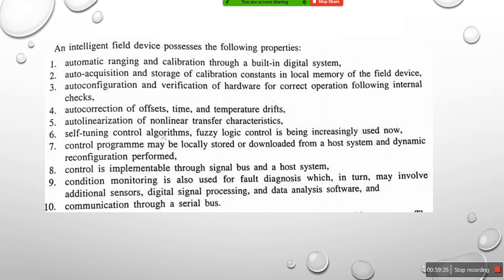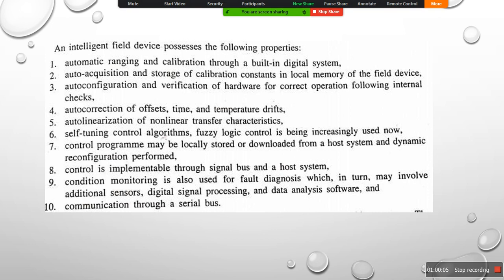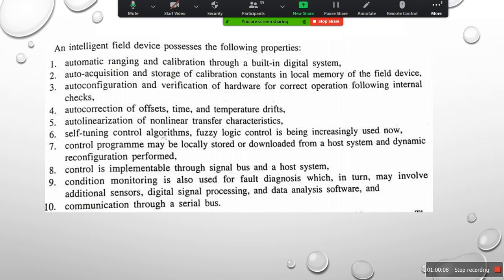So like that, you need to develop various types of acquisition units, and the storage of calibration constants in the local memory. That means in the acquisition unit, before developing itself, you will be able to store some calibration, so that when it is going beyond this particular range, then automatically it has to calibrate. So all these will be present inside the acquisition unit. And similarly, auto configuration and verification of the hardware for correct operation following the internal checks. So auto configuration means once it is powered on and off also, you have to check, or it has to be able to configure itself.